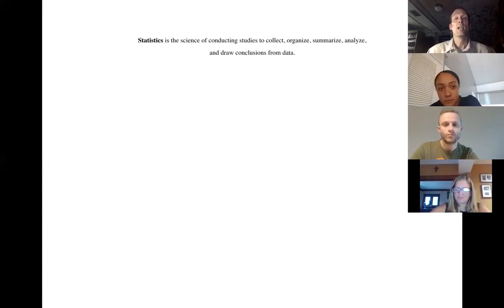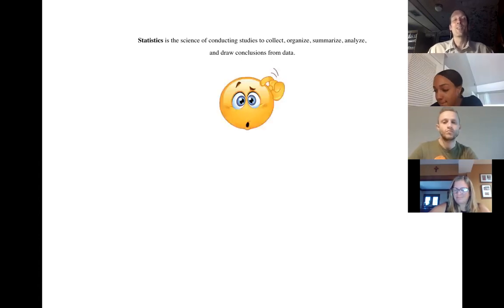Chapter 1 starts off with this definition of statistics, because we're in a statistics course. They tell us statistics is the science of conducting studies to collect, organize, analyze, and draw conclusions from data. And you read that, and what's the first thing that you say? You go, what? Okay. It doesn't make a whole lot of sense. It's kind of a mouthful.